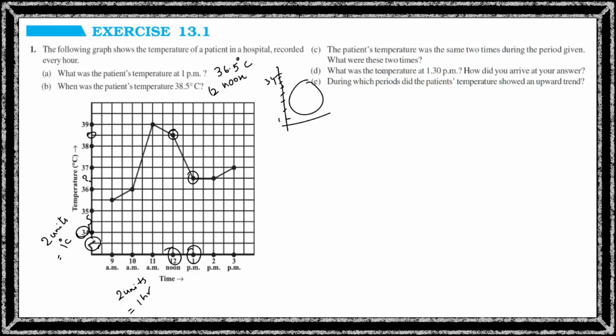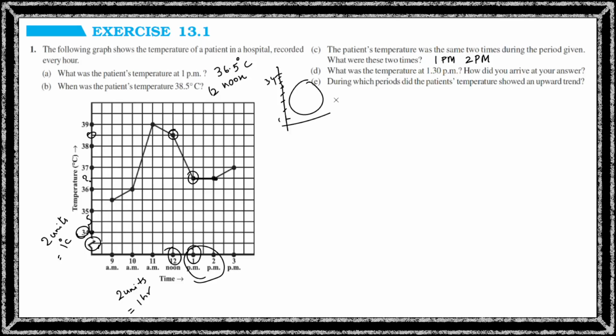Next, the third question: the patient's temperature was the same 2 times during the period given. What were those times? Now you can see that the patient's temperature is varying, and it is flat from 1 p.m. to 2 p.m. If you see, the temperature is flat. That is, at 1 p.m. it is 36.5 and at 2 p.m. it is also 36.5, right? So you can say that between 1 p.m. and 2 p.m. the temperature is the same, right?